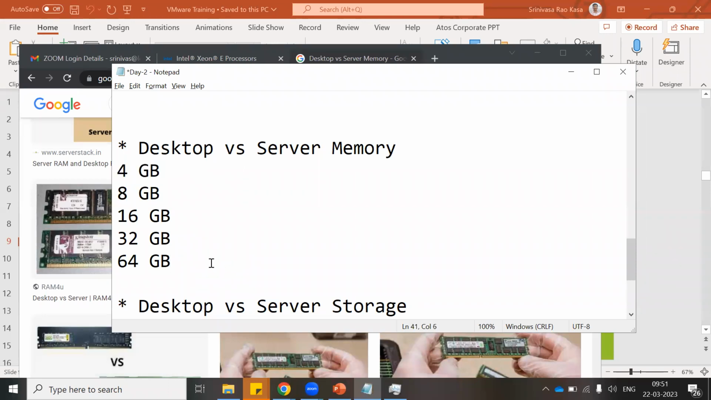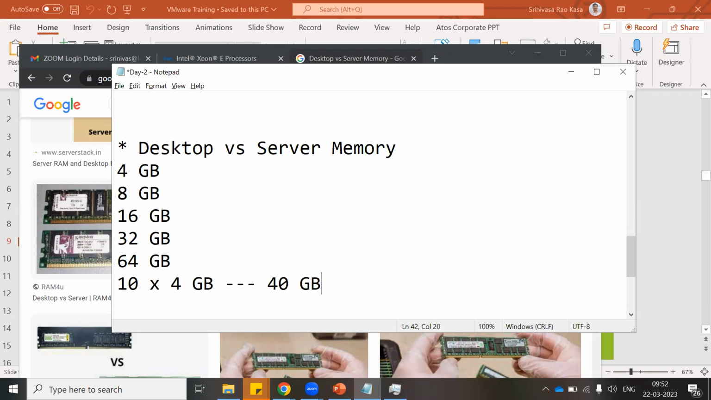For example, the motherboard has 10 memory slots available. Till now we discussed the desktop's processor socket, where there are a maximum of 2 or 4, whereas memory slots can vary a lot. Some motherboards have 24 slots, some motherboards have 48 slots also. For example, I'm considering that 10 slots are available. If I install all 10 slots with a 4 GB configuration, I'm going to get 40 GB total capacity.